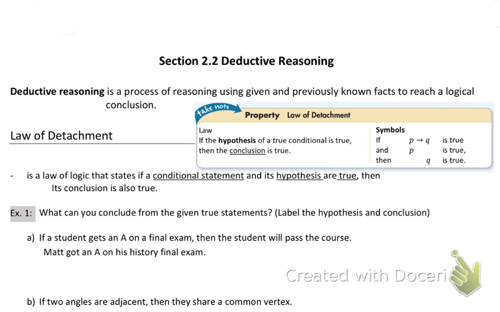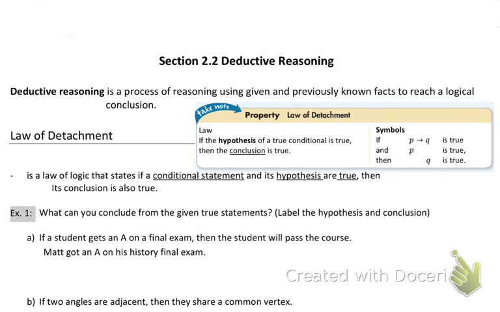All right. So that is kind of the law of detachment, and we'll get to that in a second. The law of detachment is a law of logic that states if a conditional statement and its hypothesis are true, then the conclusion is also true. So we have two big words today. Law of detachment.